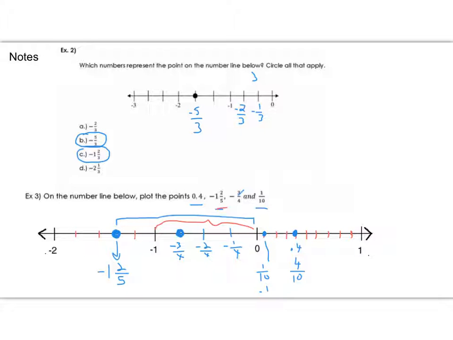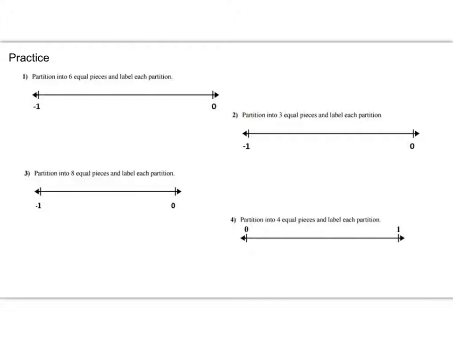All right, so moving on, you can go to the next page, please. I'm going to do the first one for you, and then I'd like you to do 2, 3, and 4 on your own. So the first one says partition into 6 equal pieces. That's important information. And then you have to label each partition. And so this one is going from 0 to -1. But let's do the partition first.